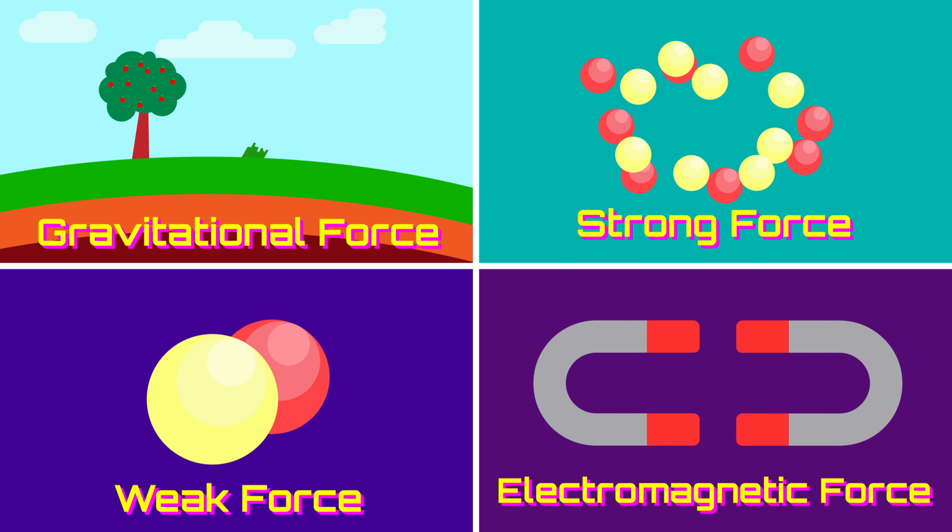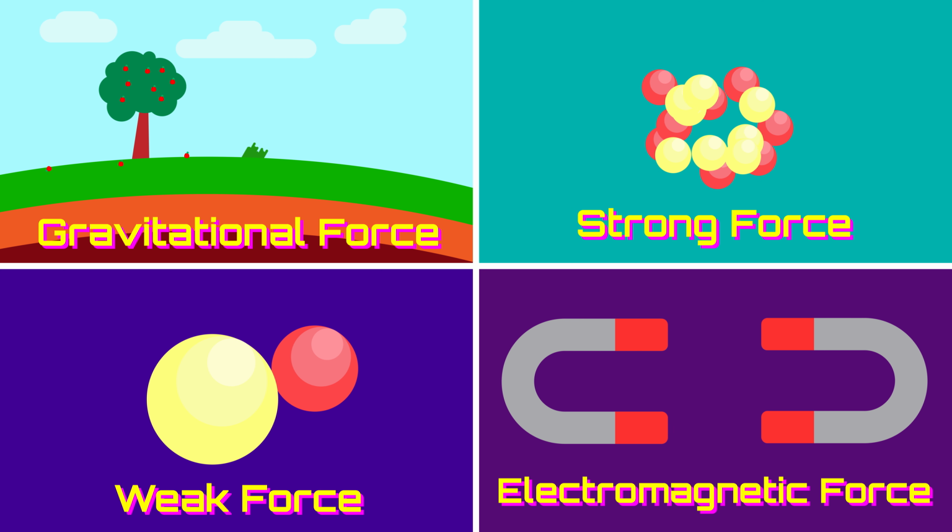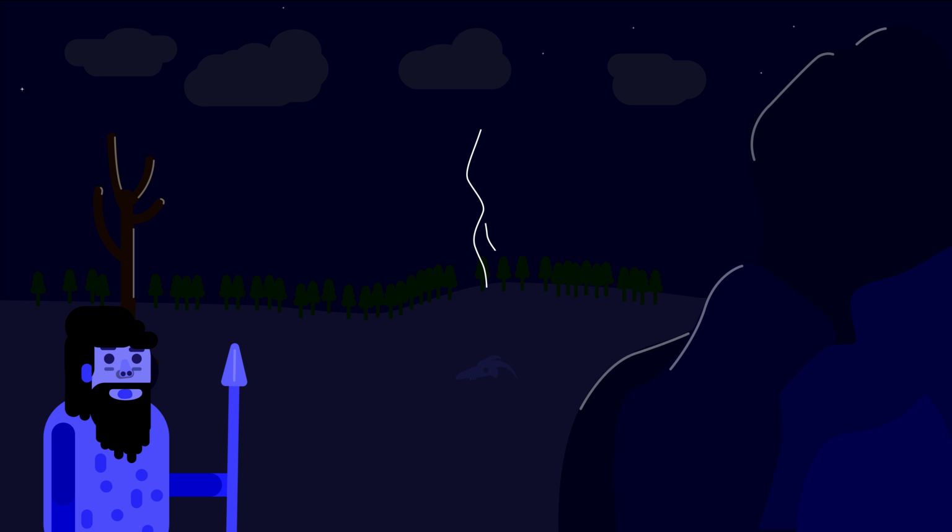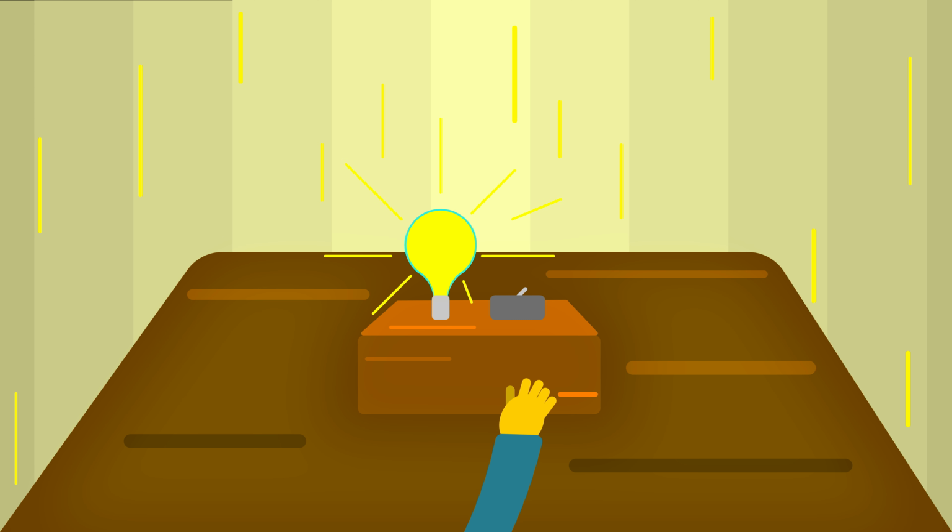Like the other three, electromagnetic force is a fundamental force of nature. It's a combination of electric and magnetic force. In the early ages of humanity, electricity was not an understandable phenomenon. In time, we learned how to produce and use it.